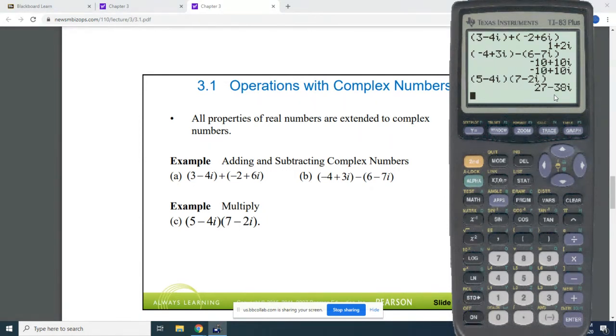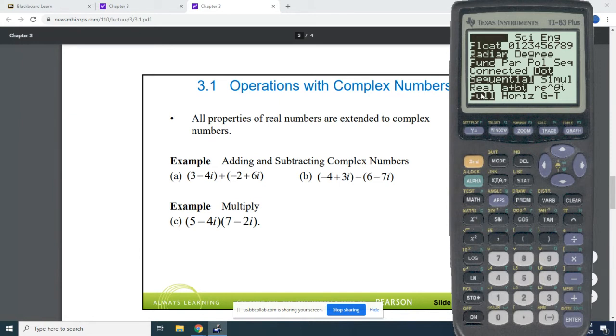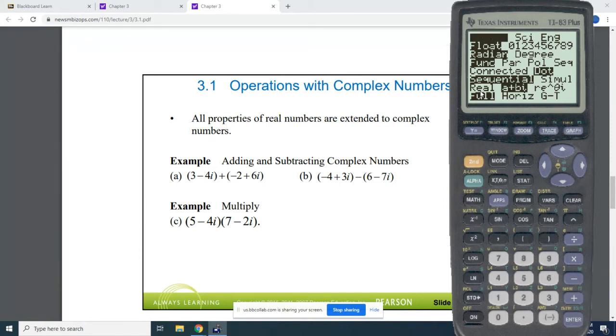So any questions about complex numbers? As far as your calculator is concerned, if you're in this a plus bi mode and you're doing things mathematically, it won't affect anything. Your calculator can be in real mode or it can be in a plus bi mode. It can be in either of these two modes without really affecting anything. The only thing the a plus bi mode does is it allows you to enter i in the calculator.